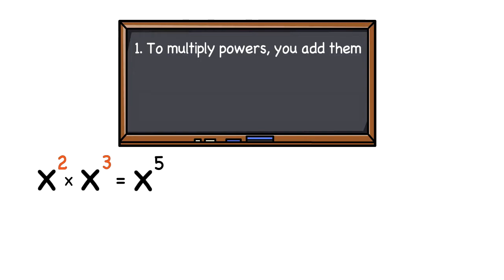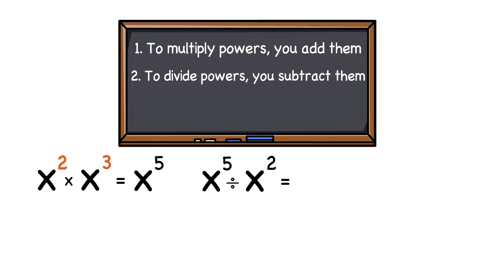The second rule is that if you want to divide powers, you subtract them. X to the power of 5 divided by x to the power of 2. Again, we've got the same thing here for the powers to be applied to, so I can do 5 take away 2 to make 3, and the answer would be x to the power of 3.